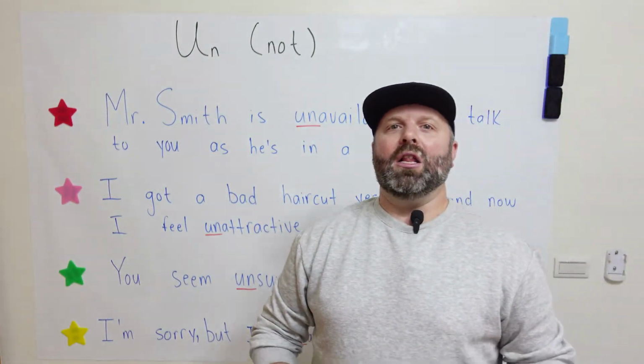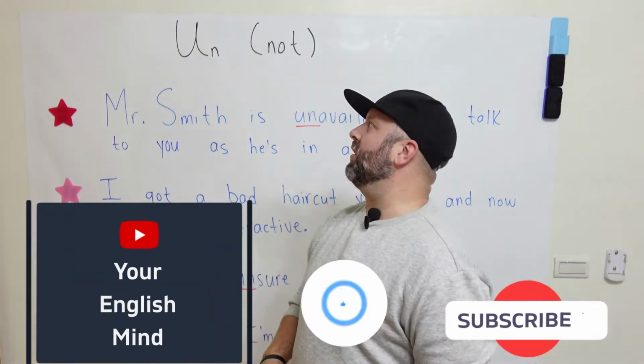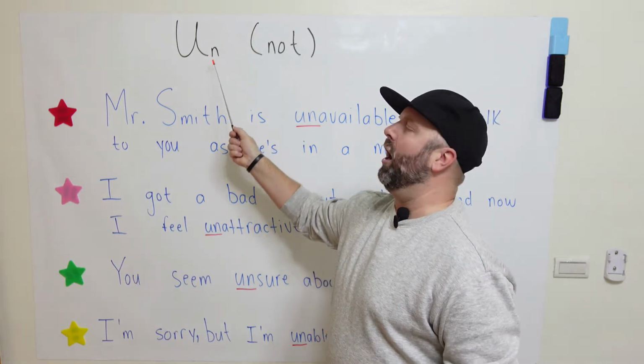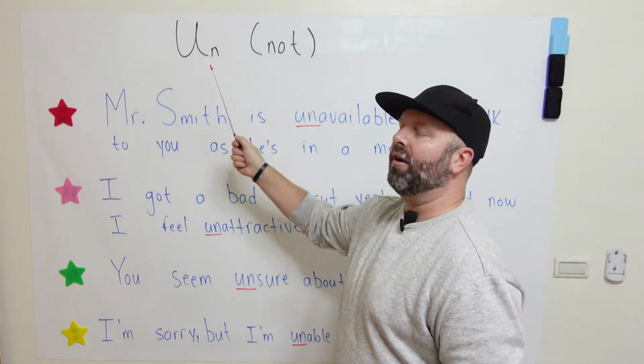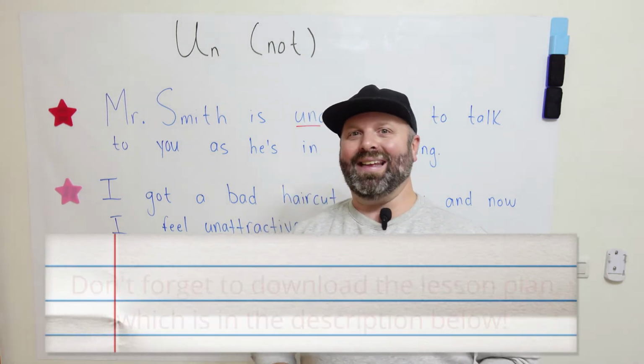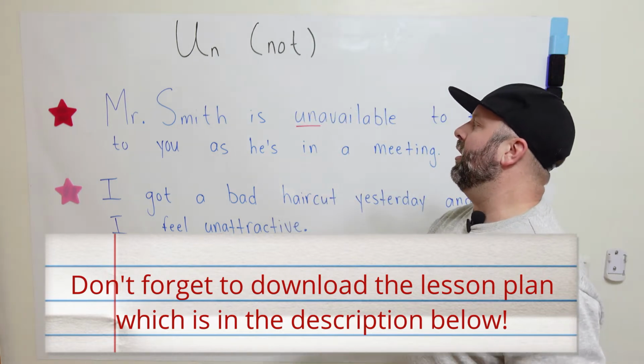All right. Let's look at our third example of a prefix, which is un. And this is a simple one. Un just means not. Un is a very, very common prefix in the English language. So let's take a look at a couple of examples here.